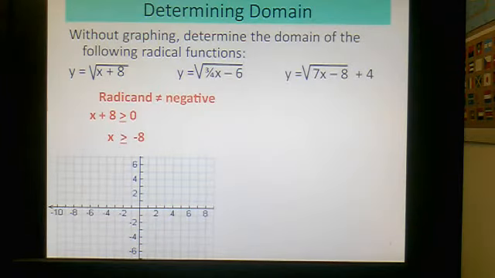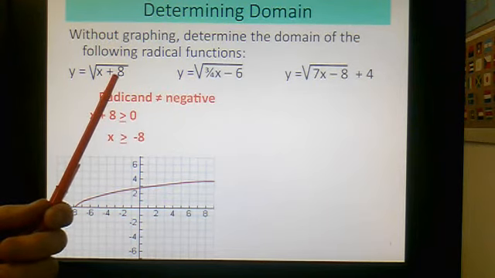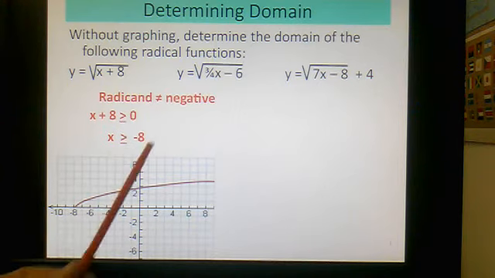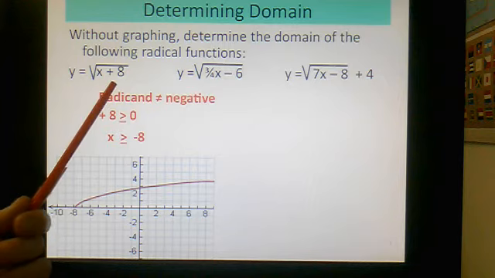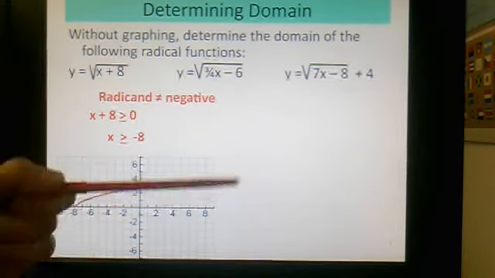Now you just did a graph a minute ago, and hopefully you figured out that when you add a number inside the radical, it shifts the graph to the left. So this is really agreeing with what you learned graphically. Hopefully there's a connection between those two. You don't need to graph this. I'm just showing this to remind you, maybe refresh your brain about what you just learned. This shifted the graph to the left, so it shifted my domain. The domain is all x values bigger or to the right of -8.